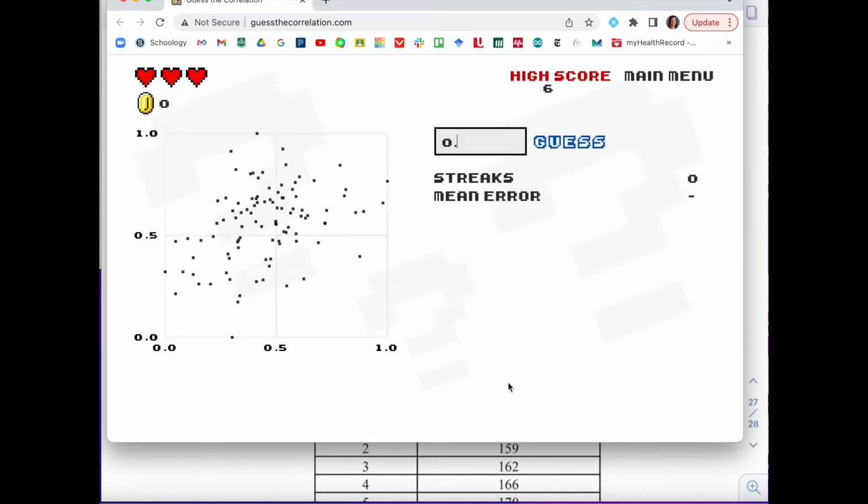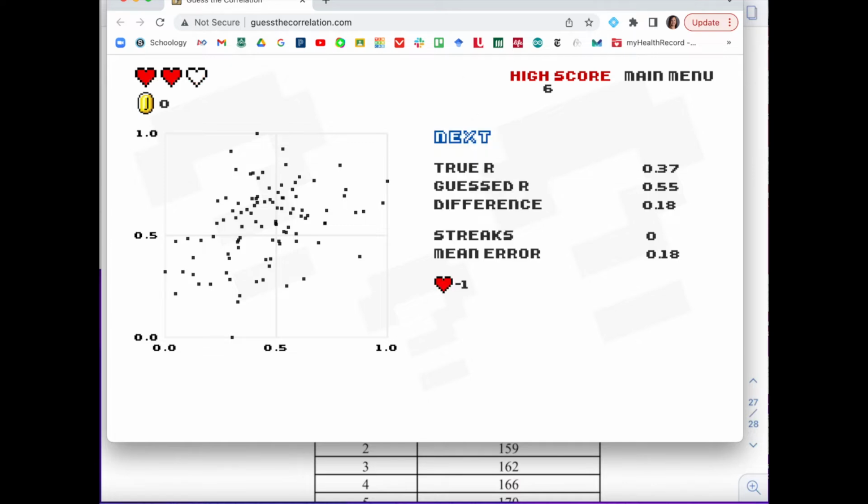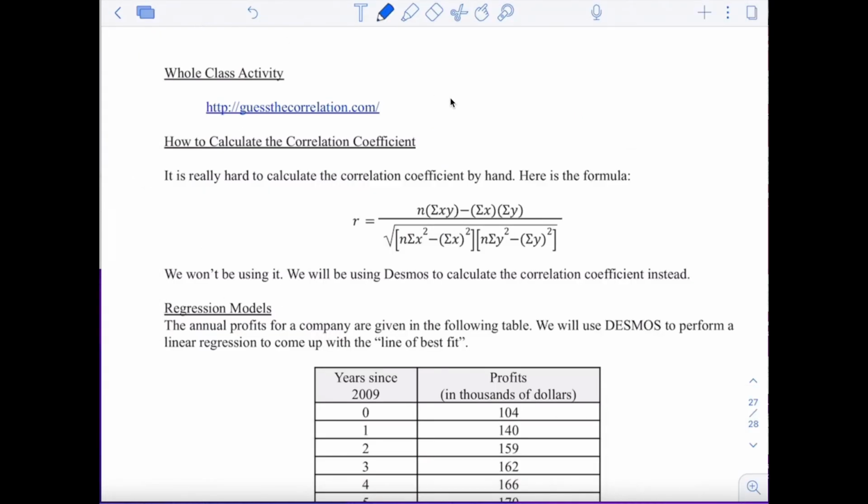So let's play again. This one looks even worse. And I know in my previous guess I was way off. Maybe this one is more like 0.55. That was actually pretty bad as well. So maybe I need to play this game a little bit more, but we can see that the true correlation coefficient was 0.37. My guess was 0.55. Let's do one more for fun. Actually, I don't think I can. Anyway, take a bit of time and play with that, and then come back to the video and we can carry on.